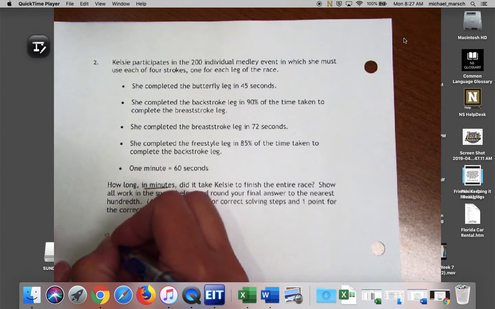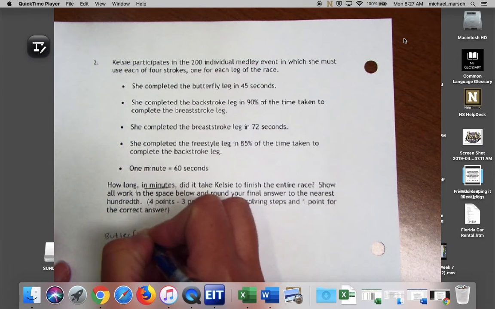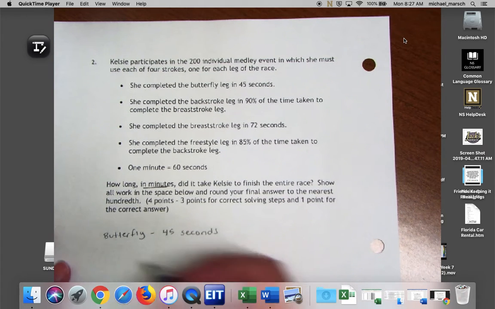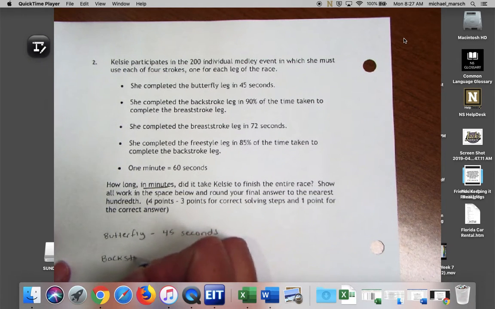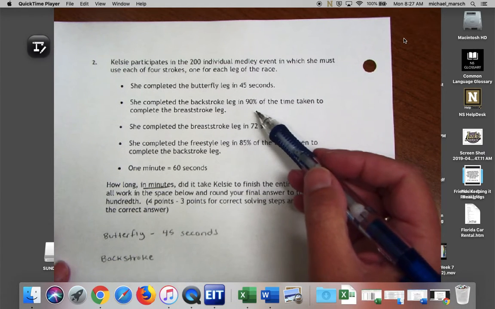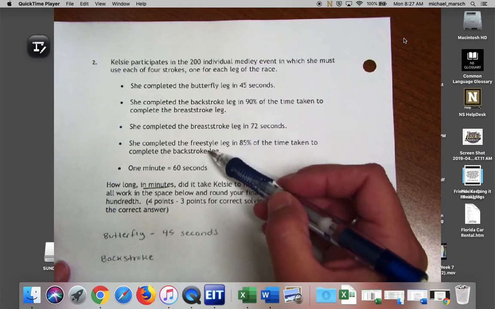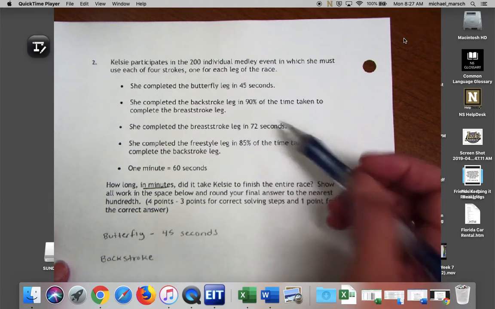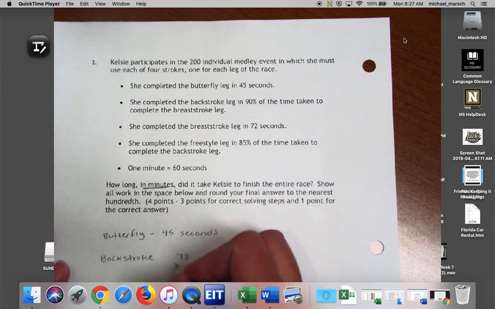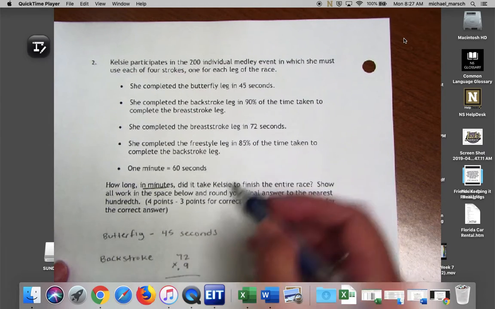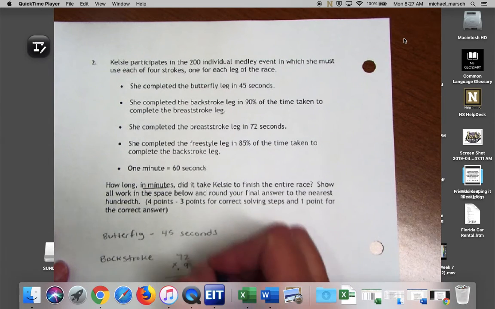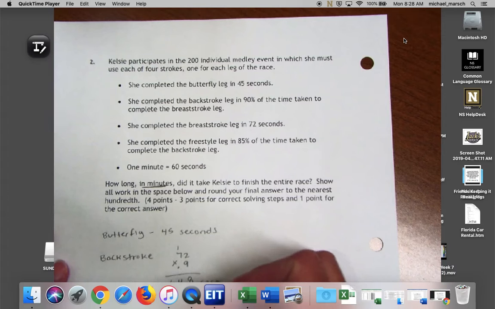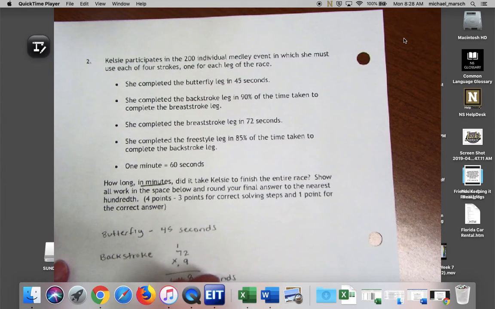Okay, so we know for butterfly, which is one of the strokes, it took her 45 seconds. Okay. Backstroke, it tells us, is 90% of the time it takes her to do a breaststroke, and then we have the breaststroke right here. So backstroke is going to be 90% of this 72 seconds. So we're going to do 72 times 0.9 because it was based on the breaststroke. 64.8 seconds is going to be backstroke. They tell us that the breaststroke is 72.